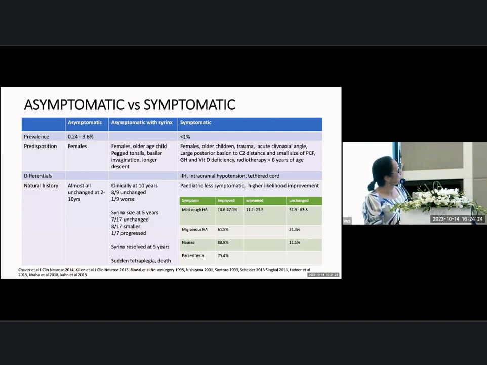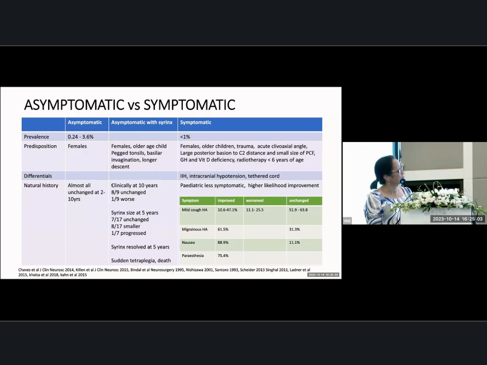So there's lots of articles about the natural history. In summary, almost all of them remain unchanged if they're asymptomatic. If they're asymptomatic with a syrinx, they're also mostly unchanged. The syrinx itself usually remains unchanged. It can even get smaller. It can also get larger, which is why you need to monitor. And also there are cases of death and terrible catastrophes. But again, this is something that you would catch if monitoring closely.